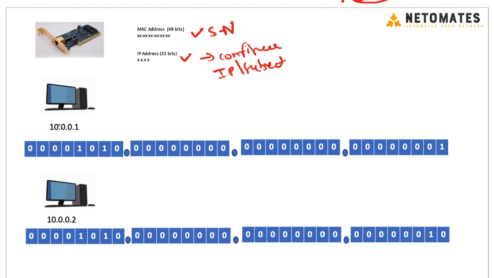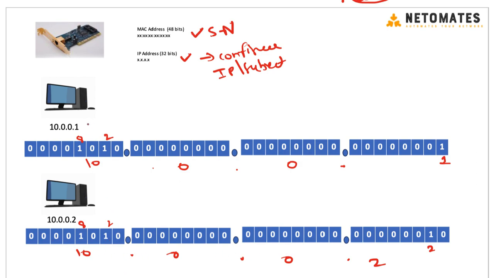So if we convert these decimals into binary, this is how it will look. This value is 2, this is 8, so that it is 10. These are all zeros, so it will be 0. These are all zeros, it will be 0. And the last octet value is 1, so this is 1. So this is 10.0.0.1. And another computer has 10.0.0.2. So this is 2, this is 8, so it will be 10. This is all 0, this is all 0. And this value is 2. So this is in binary 10.0.0.2.